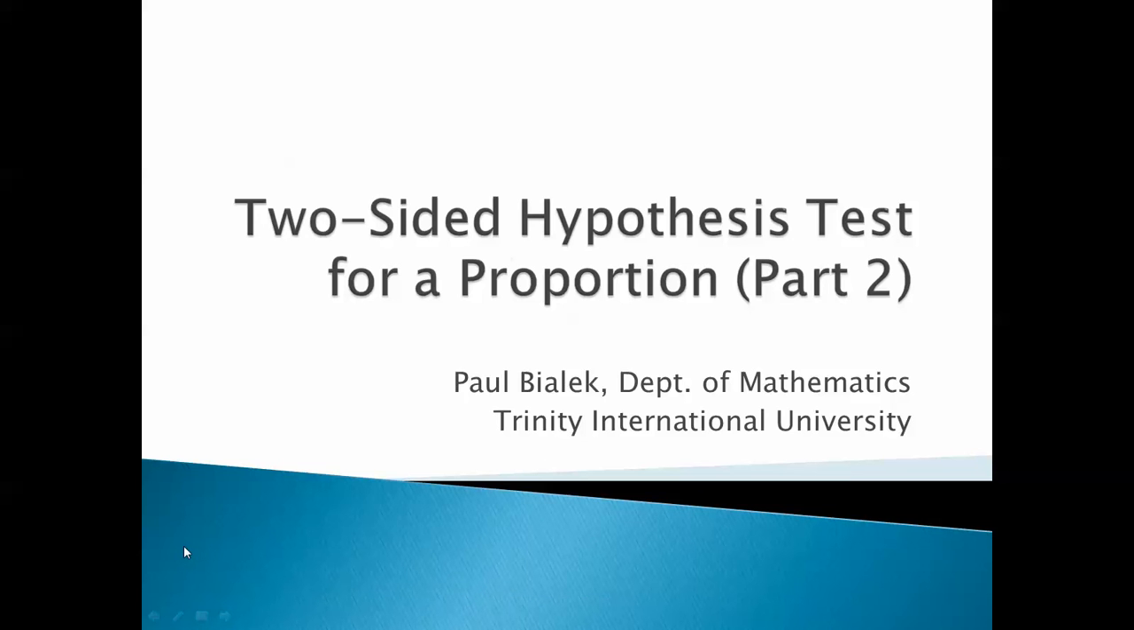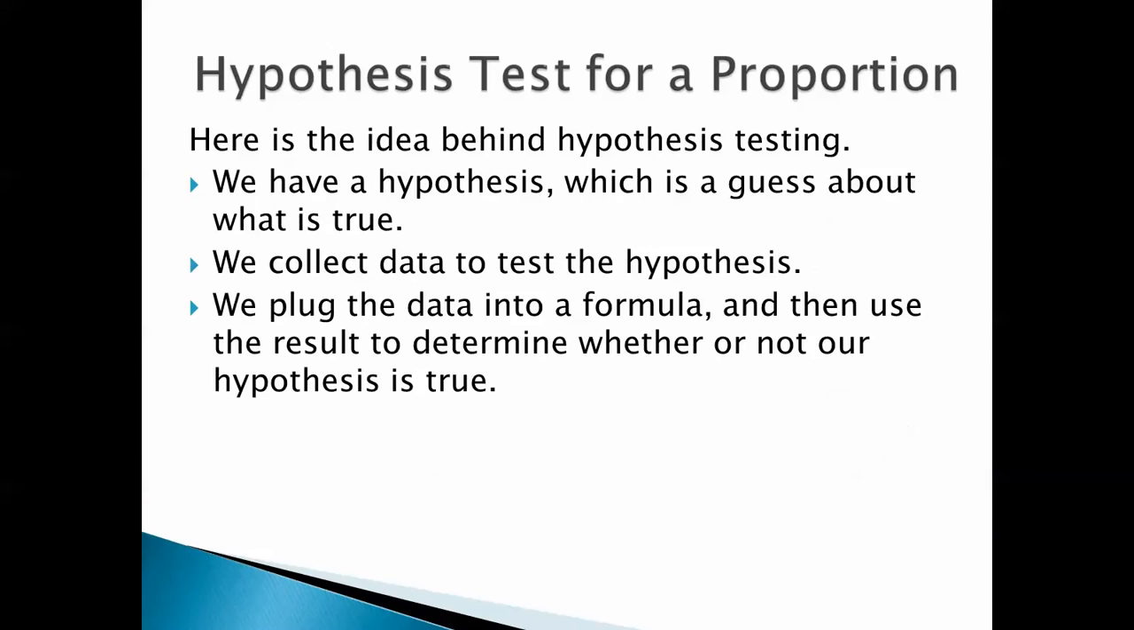Let's look at a two-sided hypothesis test for proportion, part 2. So this is the second example. Here again is the idea behind hypothesis testing. We have a hypothesis, which is a guess about what is true. We collect data to test the hypothesis, and we plug the data into a formula, and then use the result to determine whether or not our hypothesis is true.